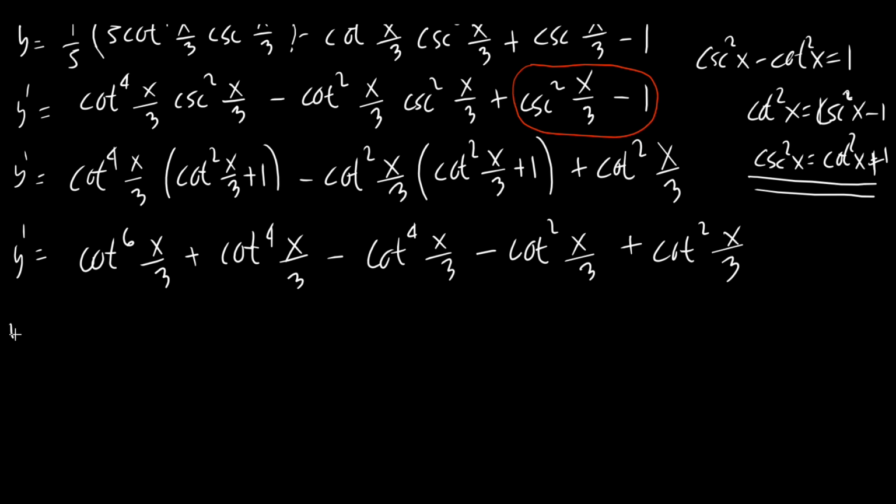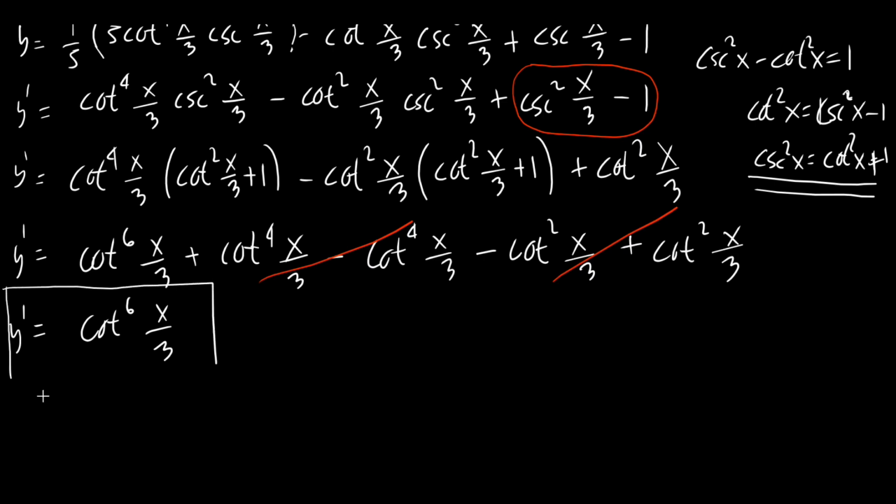So let's simplify. y prime is equal to cotangent 6x over 3. Cotangent 4x over 3 minus cotangent 4x over 3 will cancel, and negative cotangent squared x over 3 plus cotangent squared x over 3 will also cancel. So the final answer will be this one: y prime is just equal to cotangent raised to the power of 6 of x over 3.